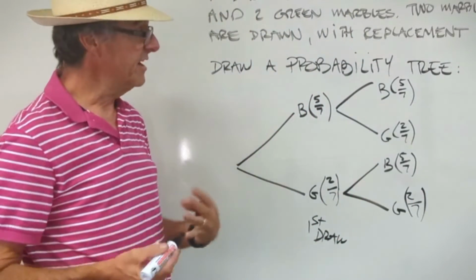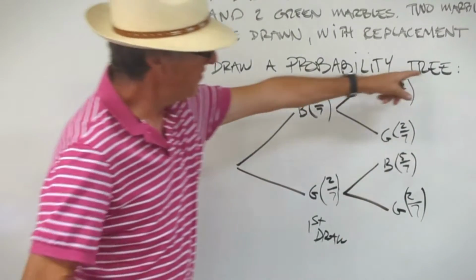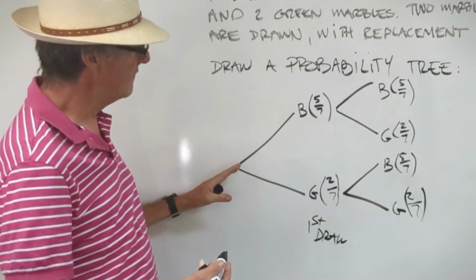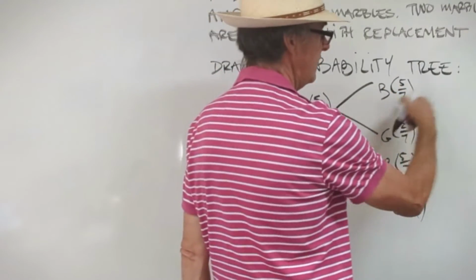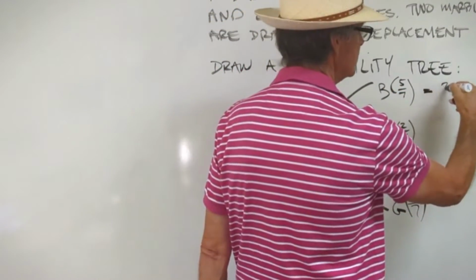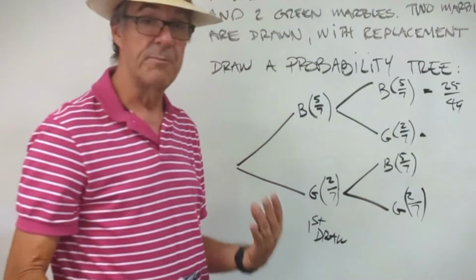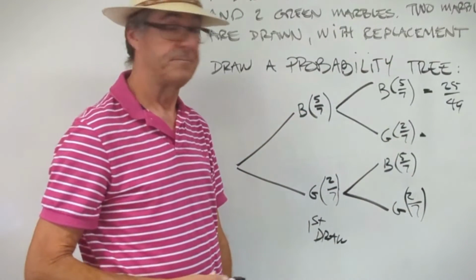And now, the thing about the tree is that we can put our total probabilities at the end of each set of branches. So here's the probability of blue, blue. That's going to be 5 over 7 times 5 over 7. So this one is 25 over 49. I want you to pause the video and finish that math and finish out the tree.